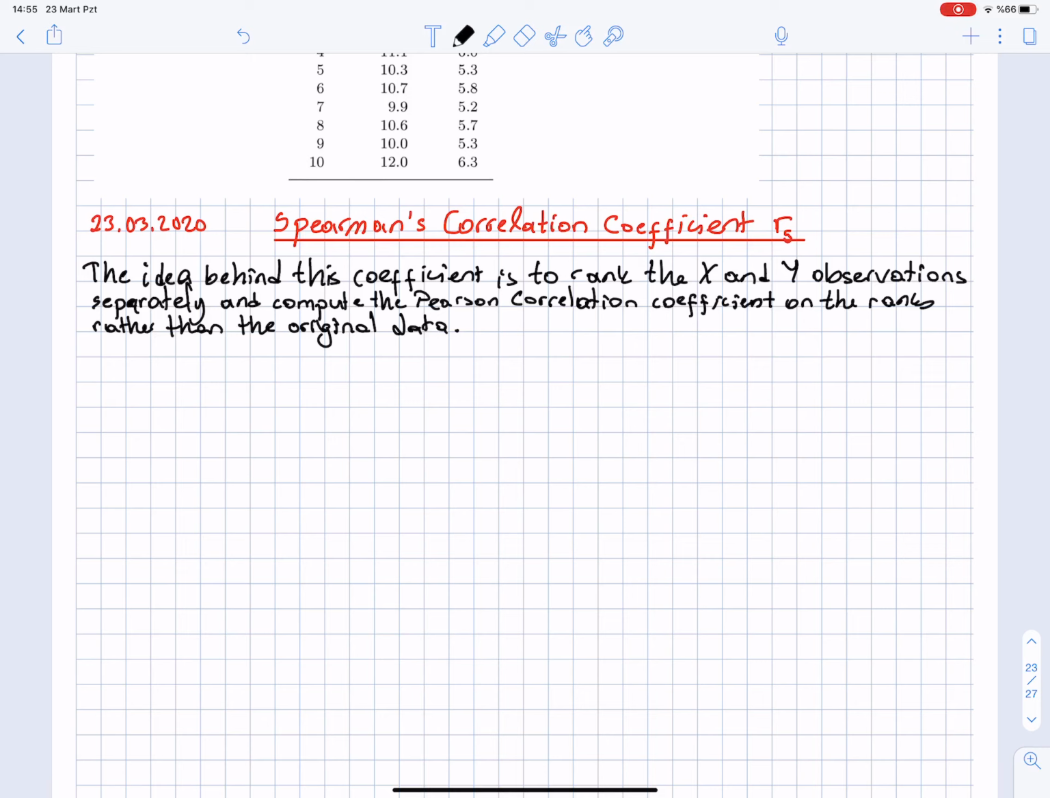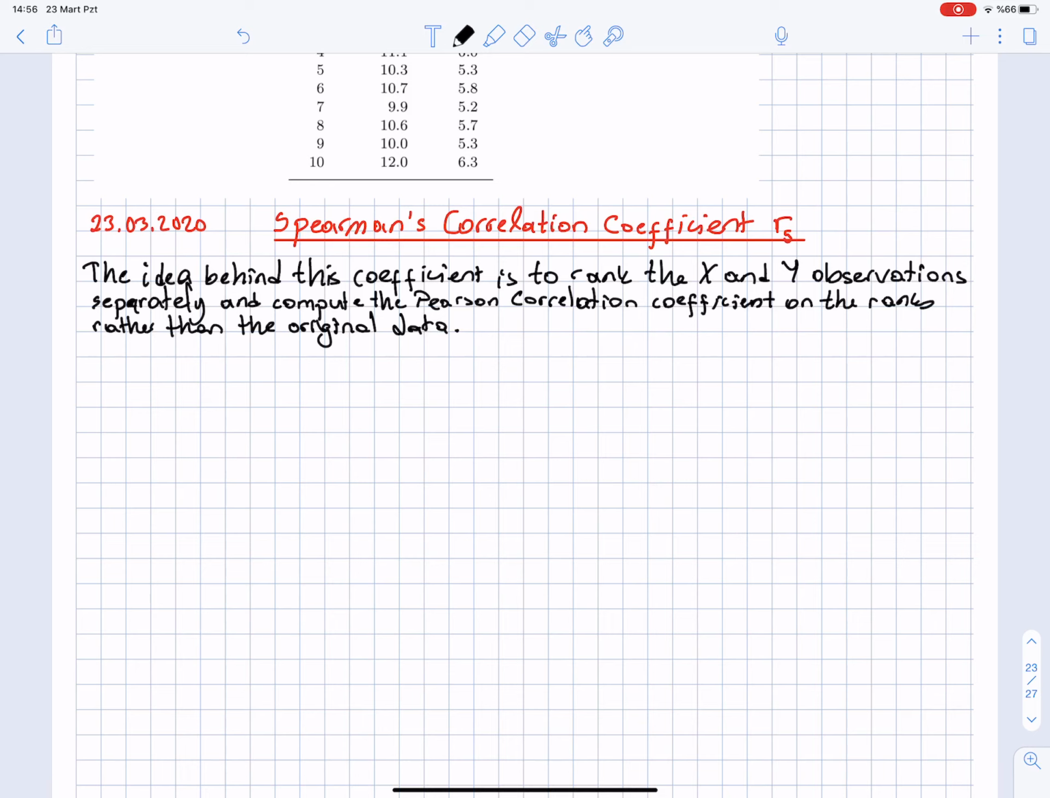Of course, the value of the Spearman correlation is usually different from the value of the Pearson correlation, which is calculated on the original data. But for large sample sizes, the two values are usually relatively close. So you may think, why bother with ranks? Well, if there are no ties among the x's and no ties among the y's, then the Spearman correlation can be computed much more simply than the Pearson correlation using the following formula.